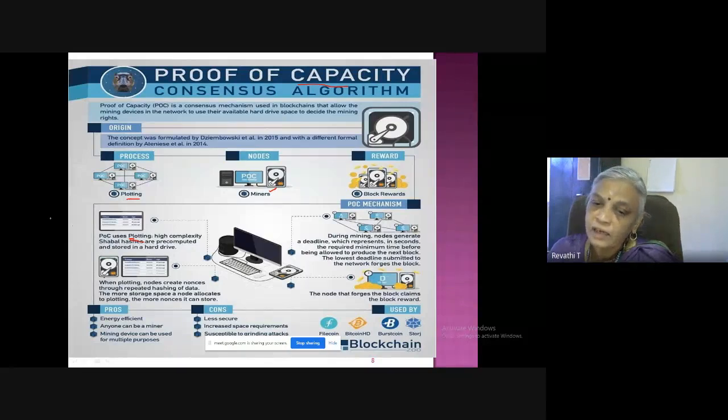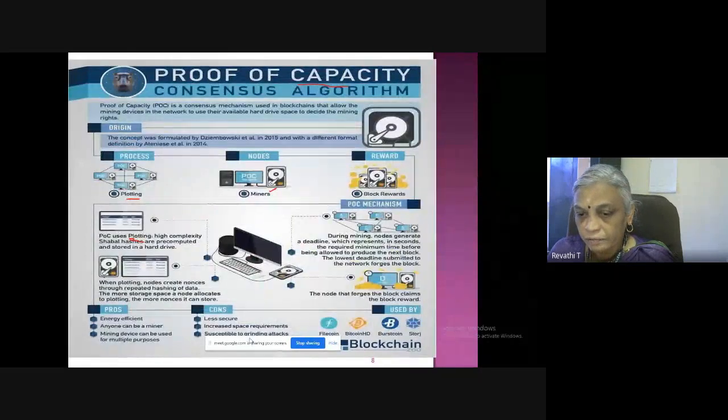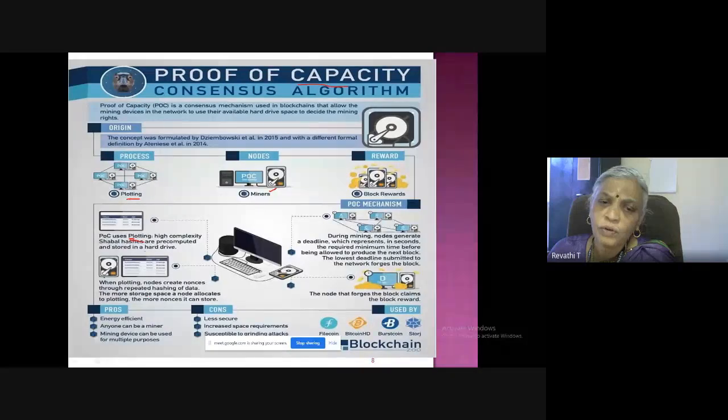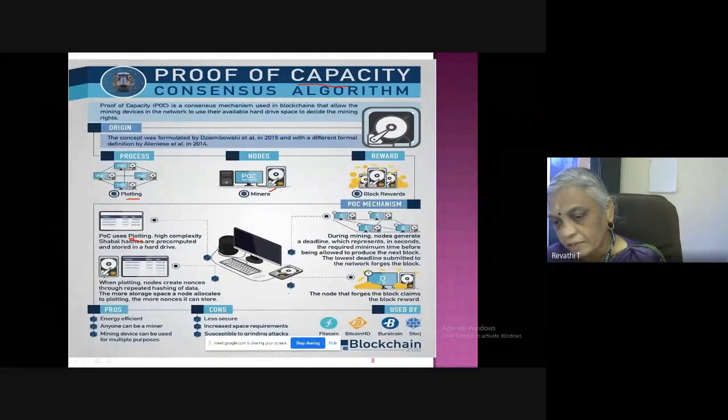And the drawback here is, since it depends on the hard disk, it's less secure, and it also needs more space, right? And here, it will have what's called a grinding attack. Grinding attack means the same thing is done again and again, right? For example, it has already created a nonce, but the defaulters will get the same thing again, they will try to put the same block, and they will do the mining again and again. They may be repeating. So that's a disadvantage.